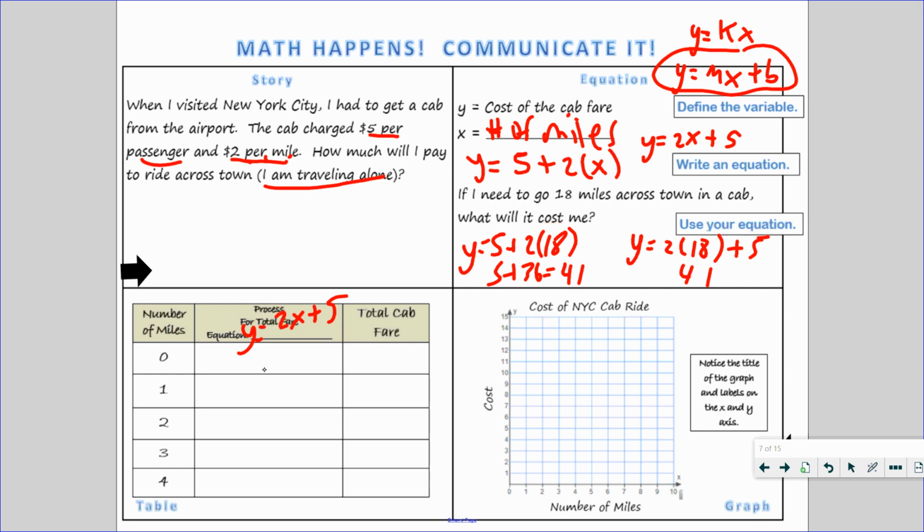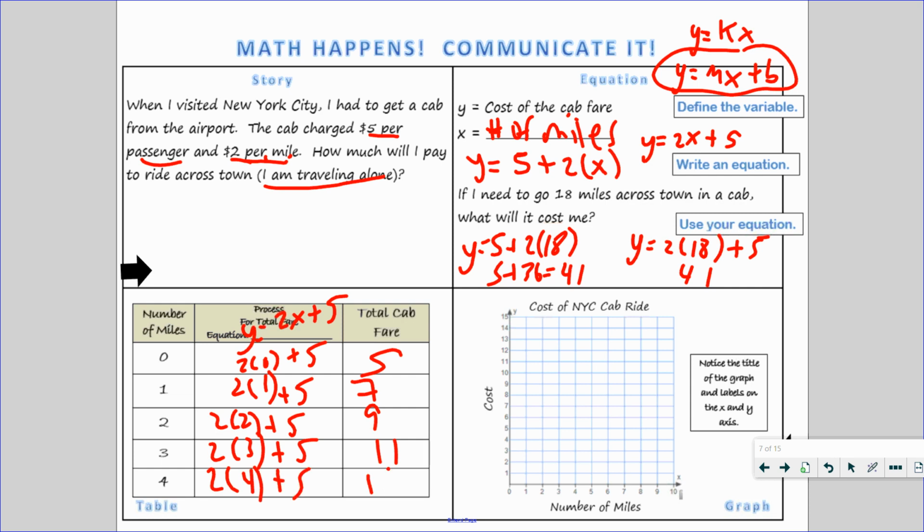Now let's create a table. So our equation is y equals 2x plus 5. If I go 0 miles, I still have to pay $5 because I entered the cab and I'm about to go somewhere. 2 times 0 miles is 0 plus 5 is 5. What if I go 1 mile down the street? I could just walk that. 2 times 1 is $2 plus 5 is 7. What if I go 2 miles? 2 times 2 is 4 plus 5 is 9. What if I go 3 miles? 2 times 3 is 6 plus 5 is 11. What if I go 4 miles? 2 times 4 is 8 plus 5 is 13.